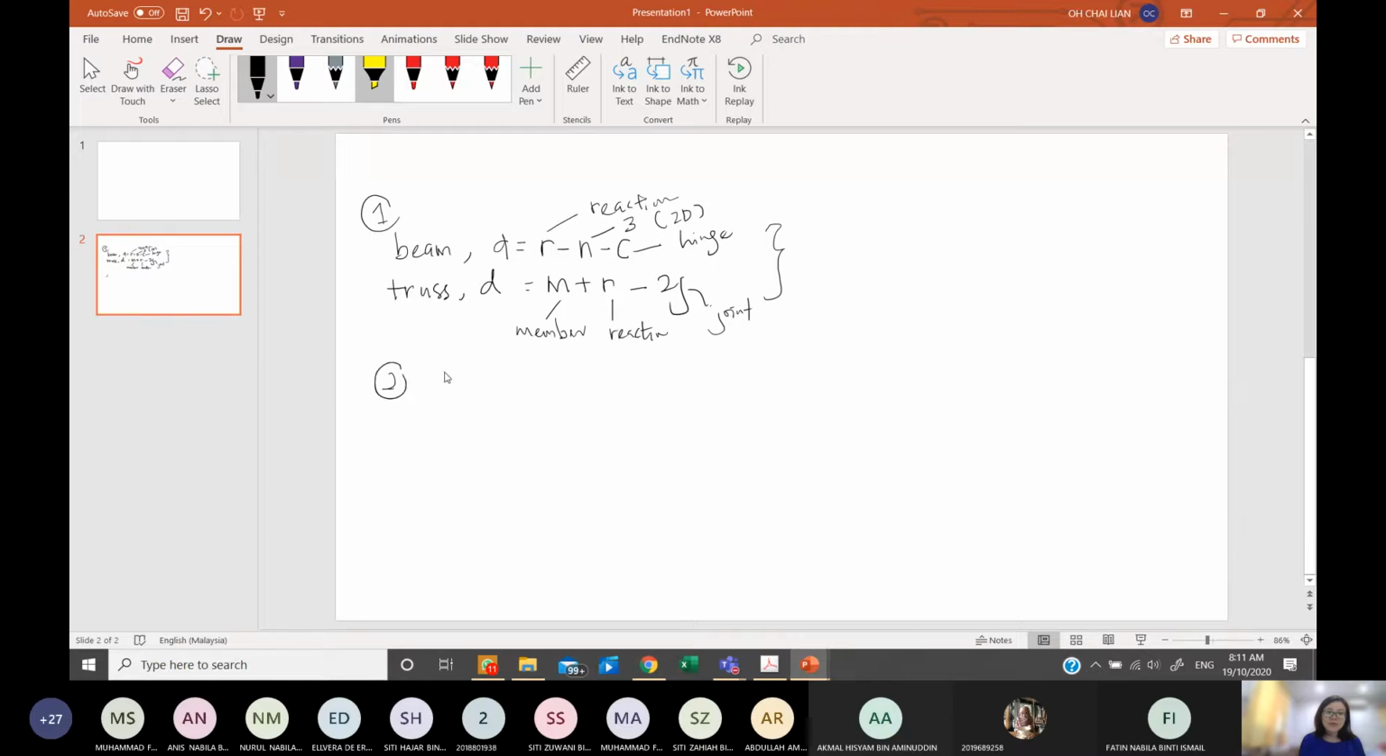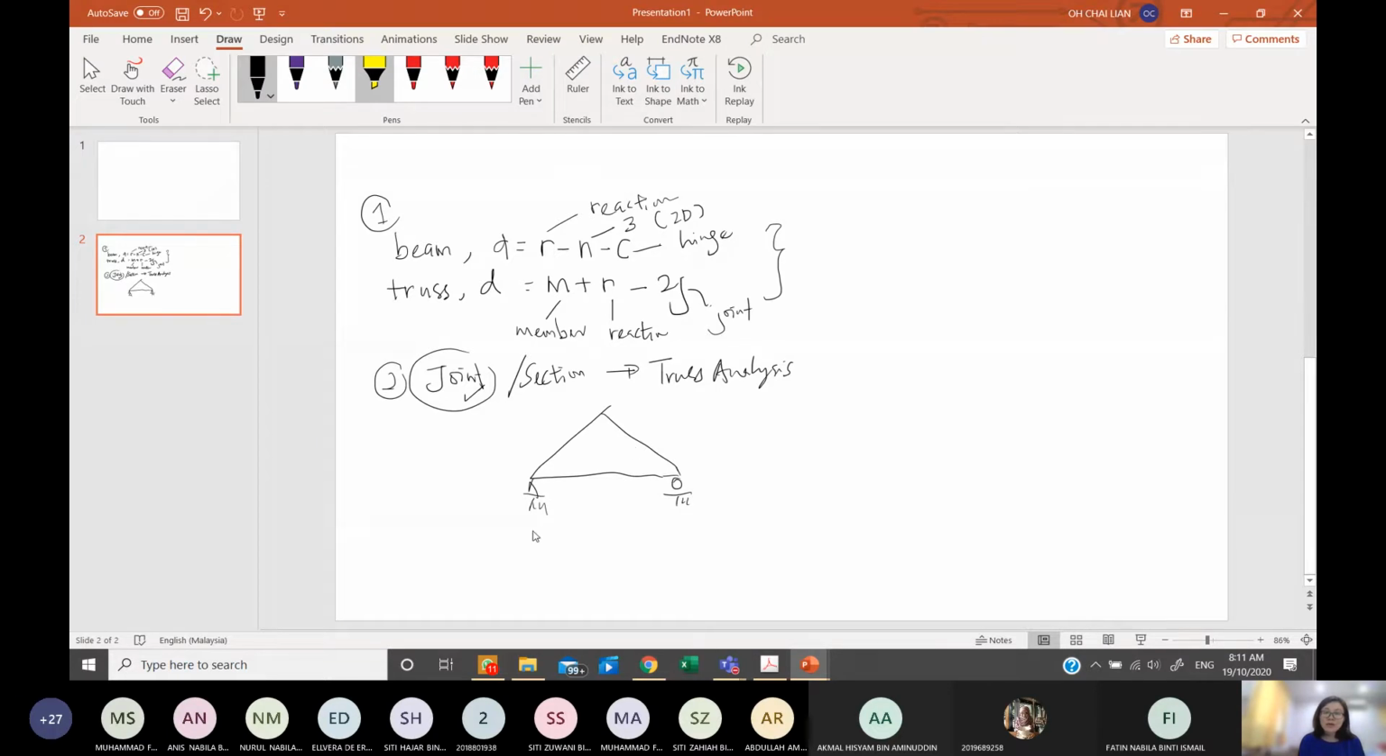And then we also learned the joint method and the section method to solve the truss analysis. I have shared with you more examples using the joint method. So now we recap the joint method. Let's say this is the truss that we have used in our example.